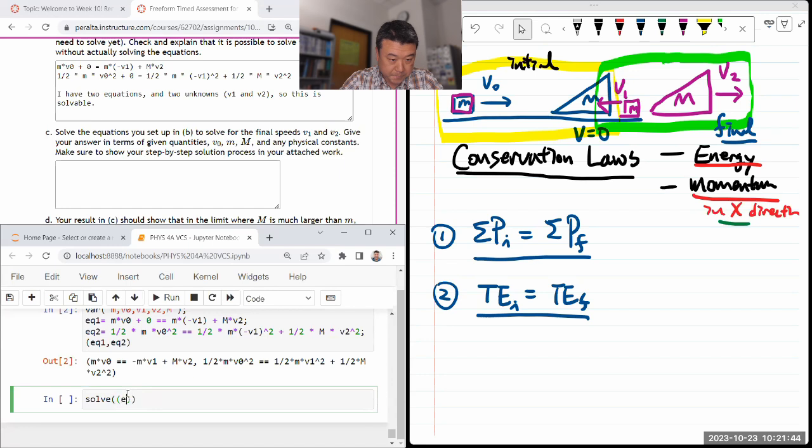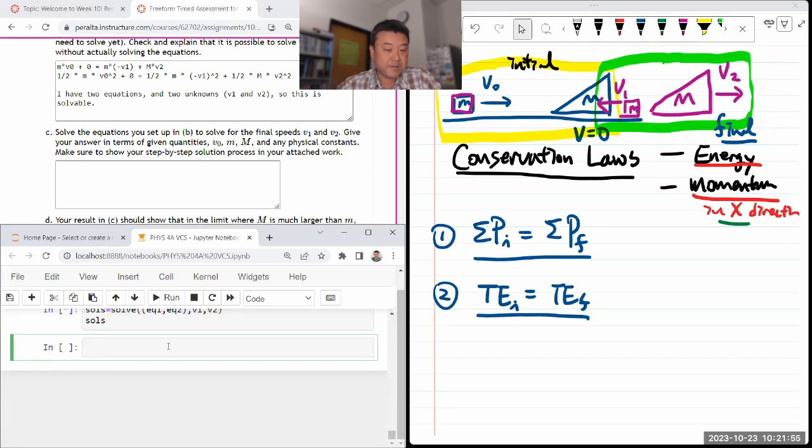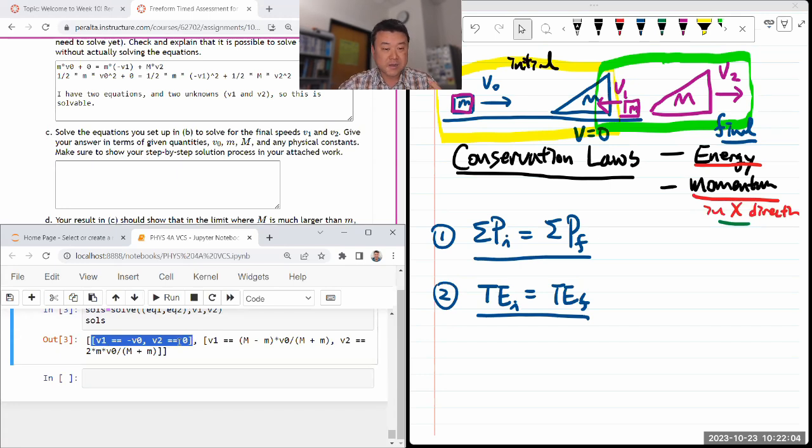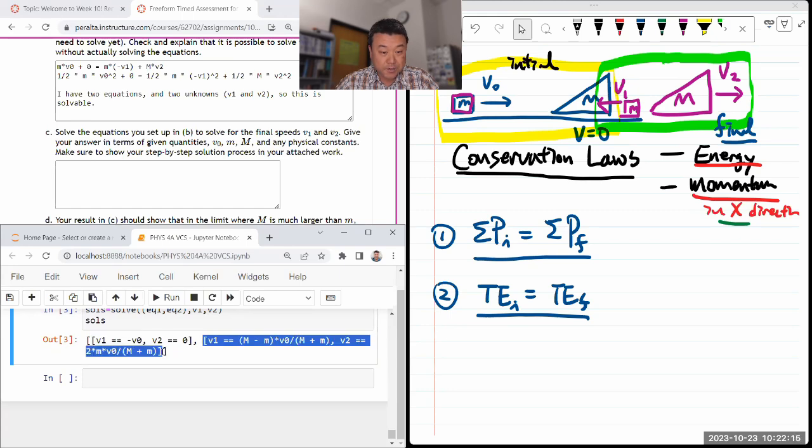And I can solve for those equations. Equation 1, equation 2, and I'm solving for the two unknowns, v1 and v2. Let me put that into the solutions variable, and I'm printing it after solving. Okay, I get a set of two solutions. The first solution is what someone might call a trivial solution, v1 being minus v naught, because it corresponds to where nothing happened. They actually just pass through each other. It's the second solution I want.